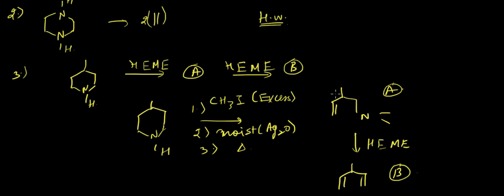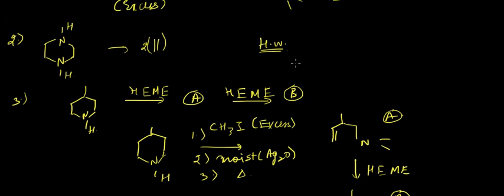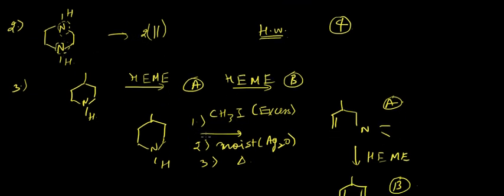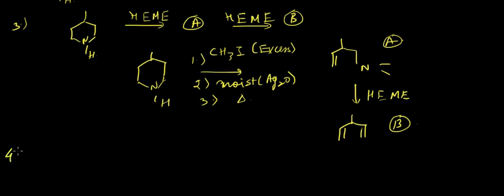Okay, so I'll just tell you the answer. I forgot to tell you the answer for this homework problem. So the moles of CH3I required would be 4 in this case. Okay, how? Obviously you know that you need 2 CH3I for this nitrogen and 2 CH3I for this nitrogen, and the remaining will be taken care of by moist Ag2O. Okay, so 4 would be the answer.